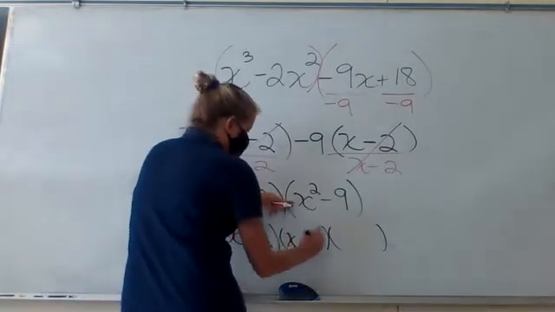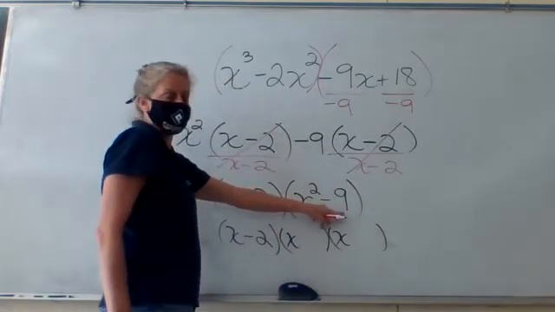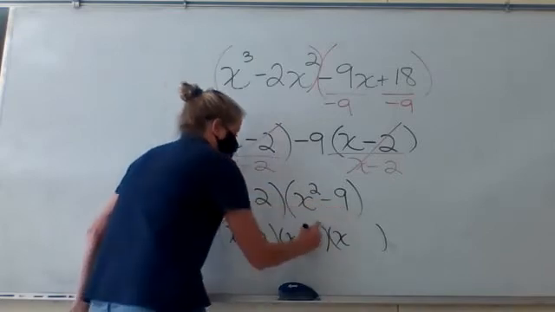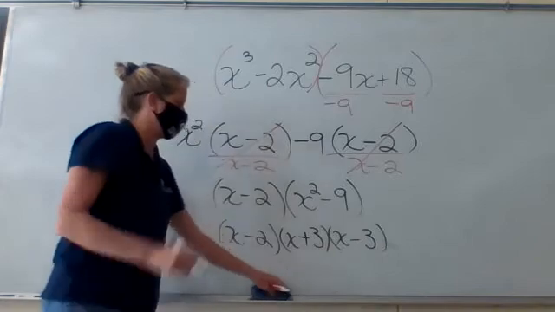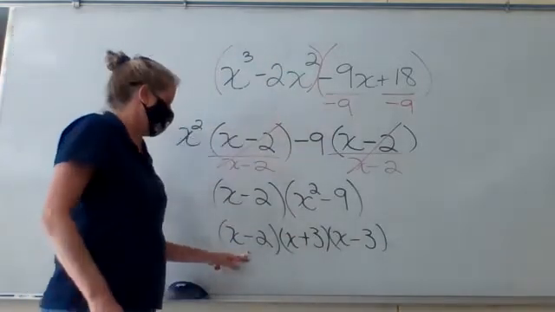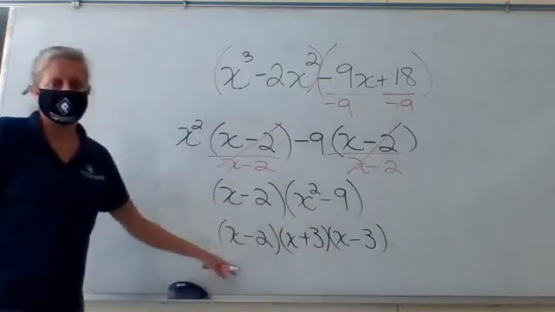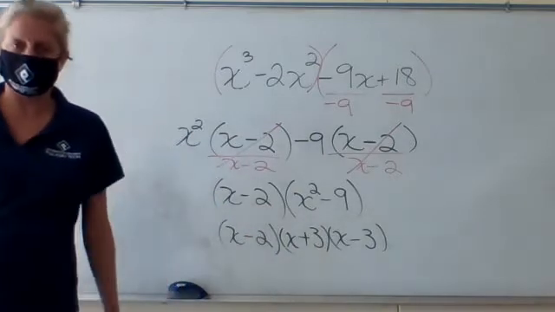x and x for x squared. What's the perfect square factor of 9? It would be 3 and 3. One's a plus and one's a minus since it's a difference of squares. So this polynomial all the way factored is this: x minus 2, x plus 3, x minus 3.